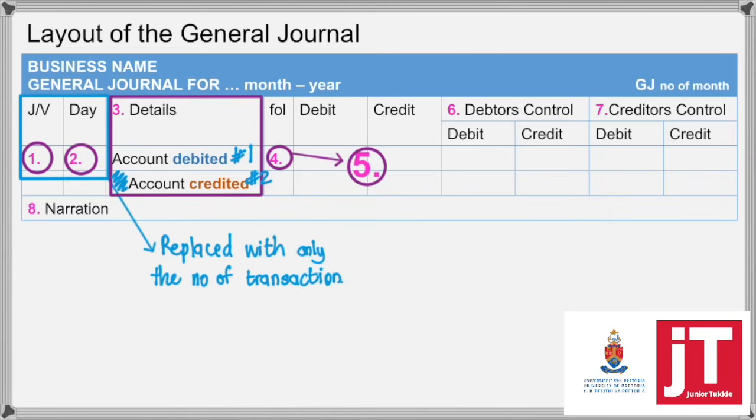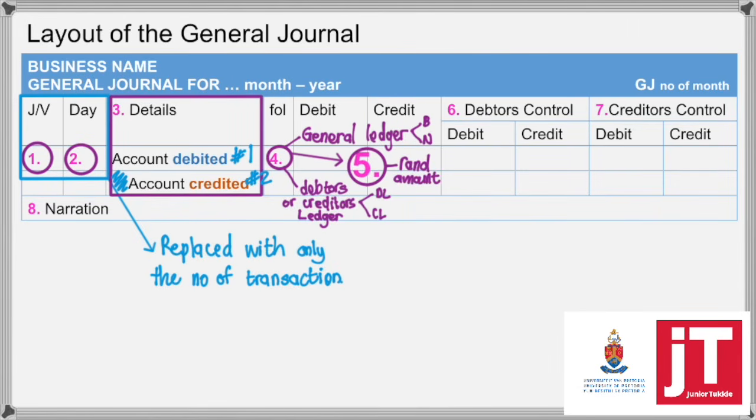And so for the posting we have the General Ledger. We either refer to the General Ledger, balance sheet or nominal accounts in the folio and then link it to that amount, or we refer to the debtors or creditors ledger. So we reference DL or CL in the folio and then link it to the amount. So the number 5 is the rand value of the transaction.